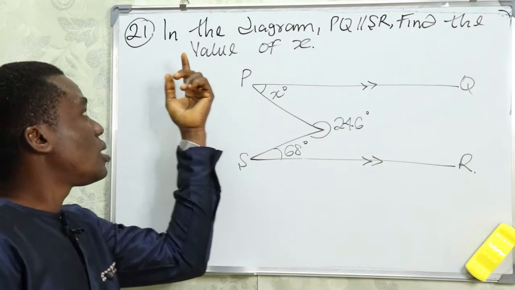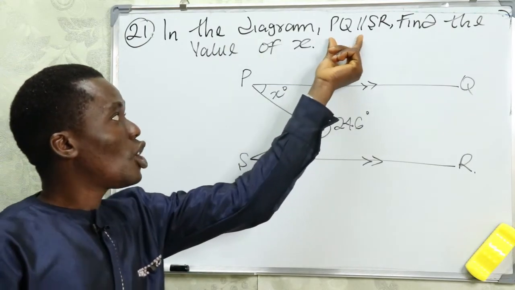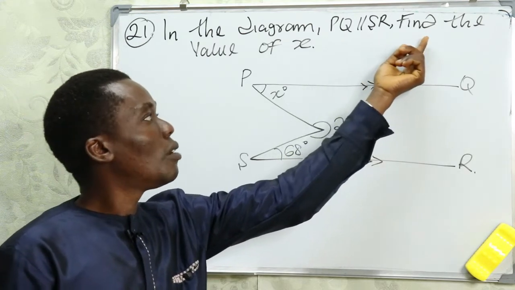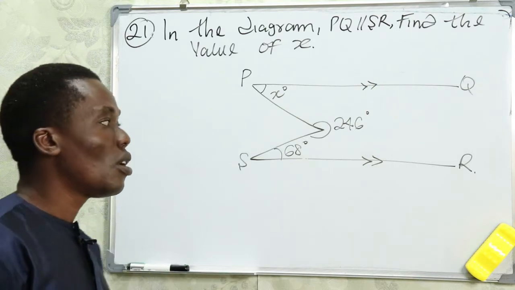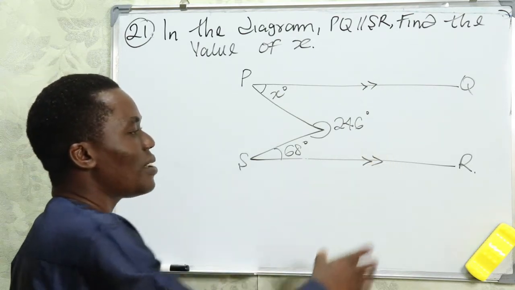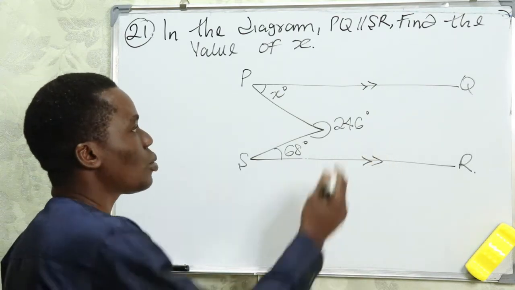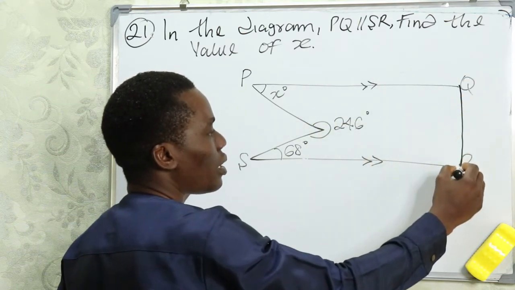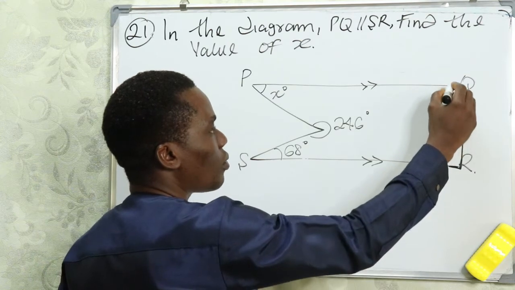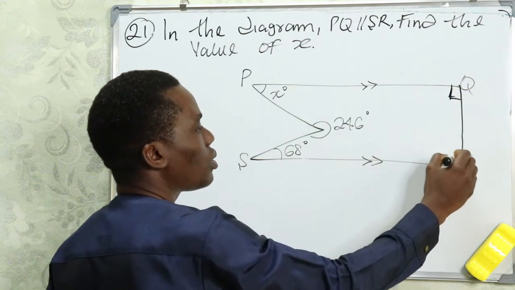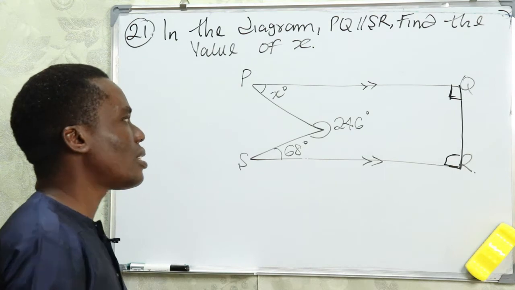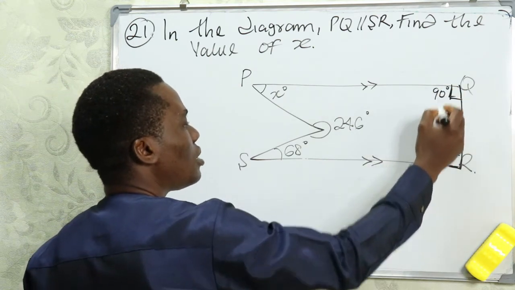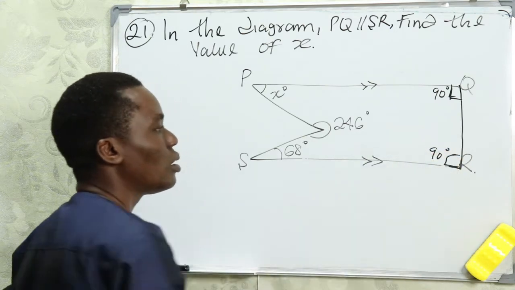Question number 21 says, in the diagram, line PQ is equal to SR. Find the value of x. So we are given this diagram and we are told that this line is equal to this line. Now let's close this line and assume that this is a right angle triangle, where this is 90 degrees. This is also 90 degrees.